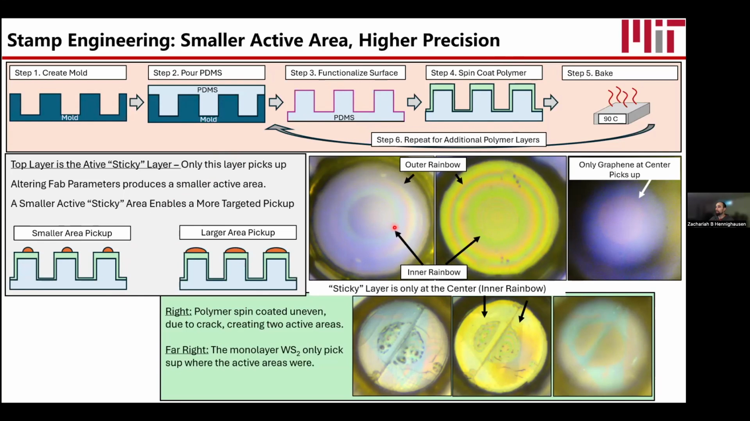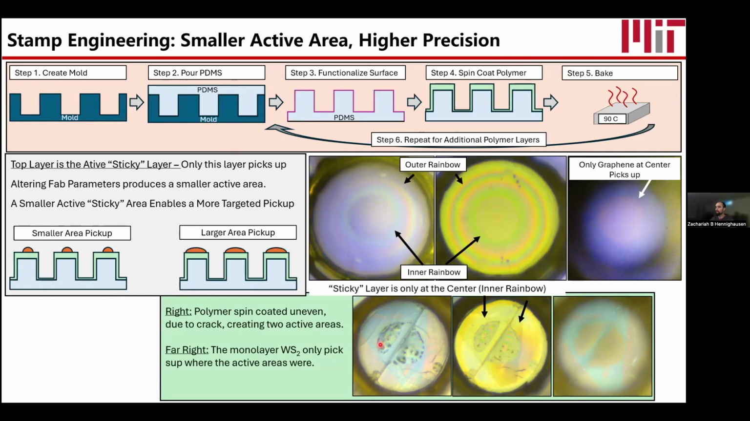And you can see it by the rainbows here. So here we have an inner circle and these outer rainbows. So two rainbows, double rainbow. This is the inner rainbow, and this is the outer rainbow. And the inner rainbow is where the active area is. And you can see from the graphene, it only picked up where the graphene was.